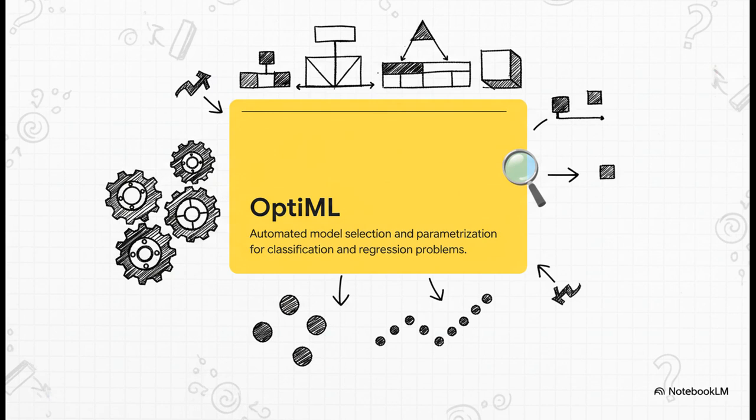So what does it all come down to? It's this. OptiML automates the entire process. It handles both picking the right model and finding the perfect settings for it, what we call parameterization. And it works for both classification problems, where you're predicting a category like yes or no, and regression problems, where you're predicting a number. It simply takes all that guesswork out of the equation.